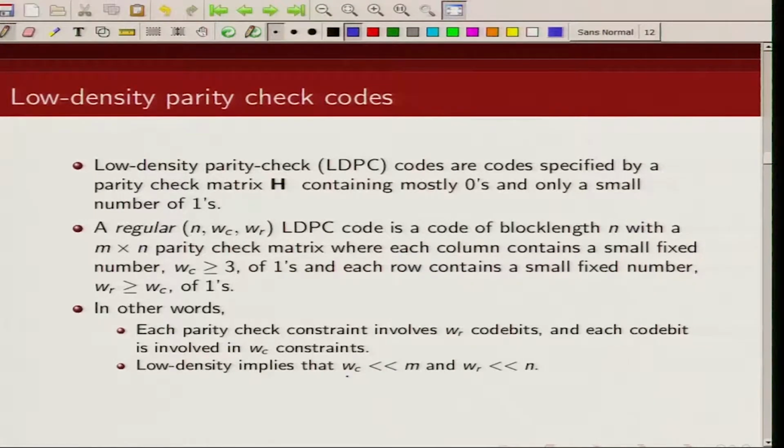Now, typically, because it is a low density parity check matrix, the number of ones is much less than the dimension of this matrix, and W_R is also much less than n.